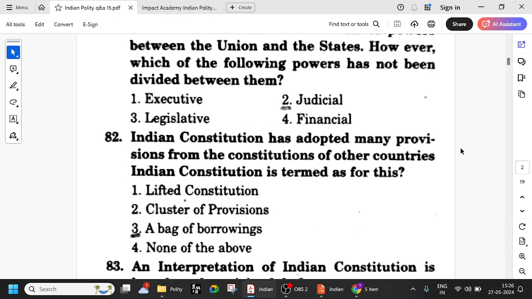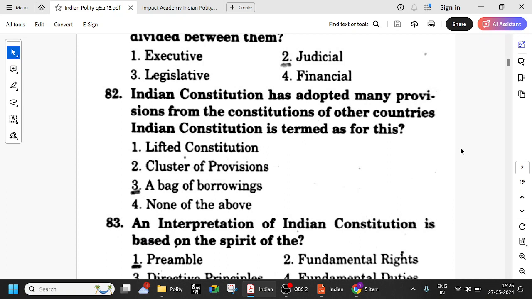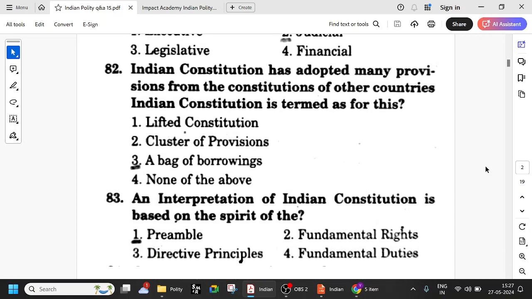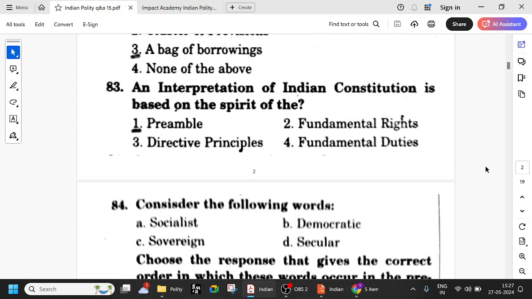The Indian Constitution has adopted many provisions from the constitutions of other countries. For this, it is termed a bag of borrowings. Different experts have given different jargons, and someone said it is a bag of borrowings because by that time it had already been more than 100 years. Several countries had already written their constitutions, so we have taken whatever is best from everything.